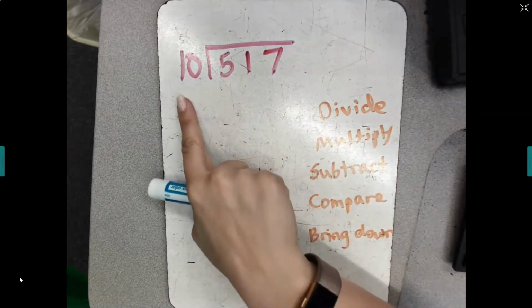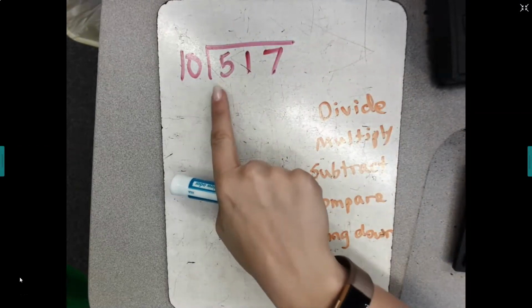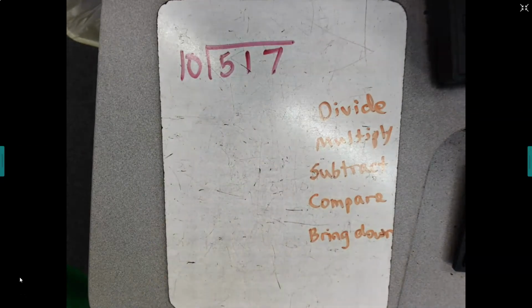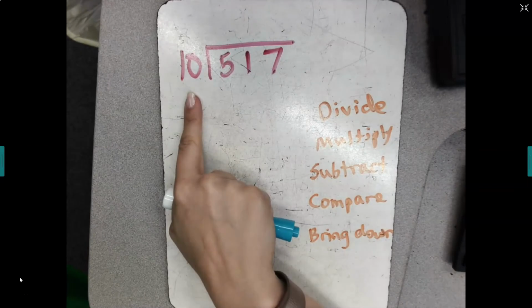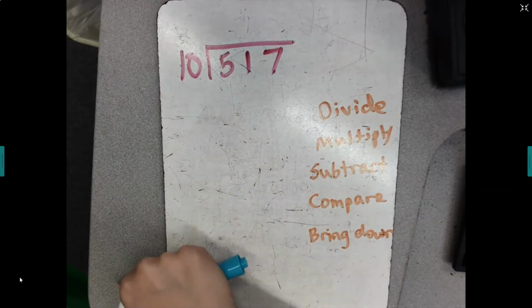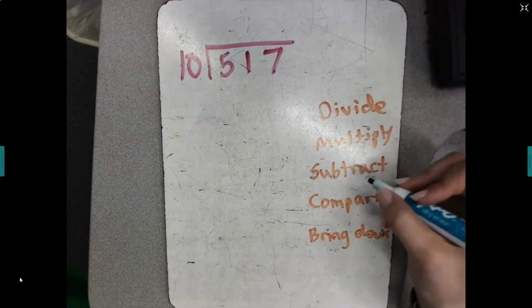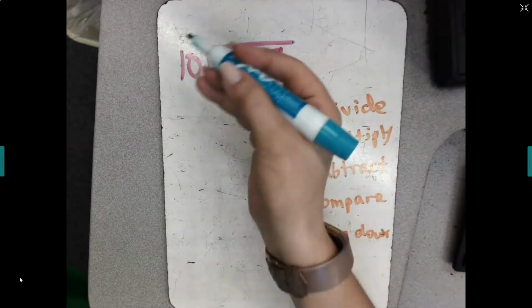We're going to do some 2-digit or some 3-digit by 2-digit division, where we have a 2-digit divisor. We're going to start with multiples of 10, make it easier, and then we'll move on to more difficult numbers. Right, so this is a refresher on our steps of long division. We have divide, multiply, subtract, compare, and then bring down.